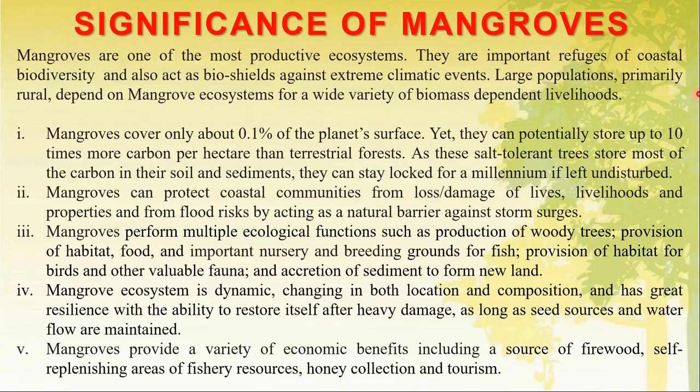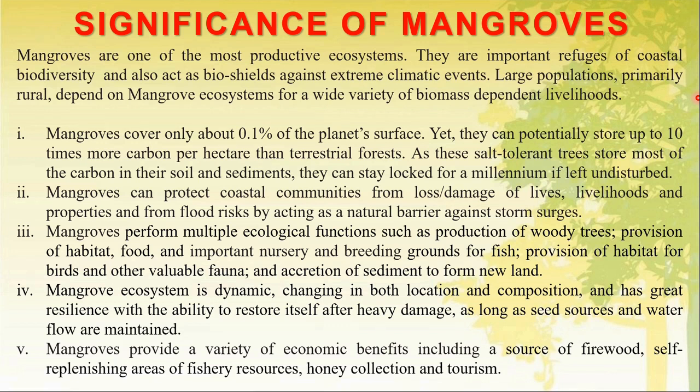Now this is the significance of mangroves. Mangroves are one of the most productive ecosystems. They are an important refuge of coastal biodiversity and also act as a bioshield against extreme climatic events. A large population, primarily rural, depends on the mangrove ecosystem for a variety of biomass-dependent livelihoods.